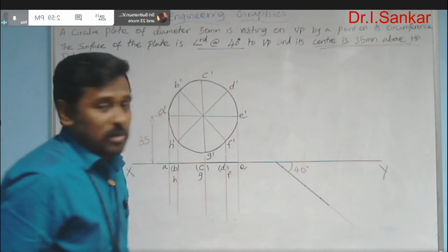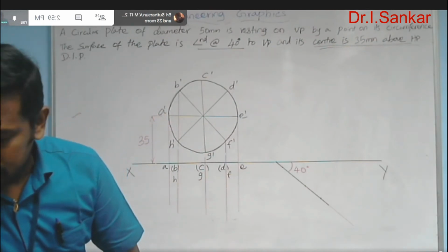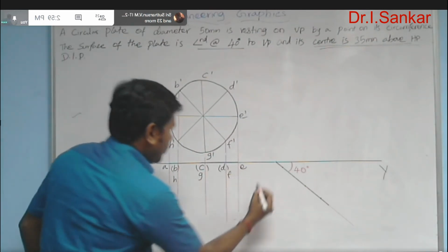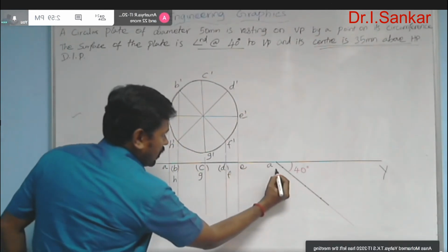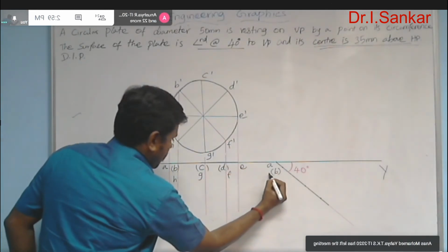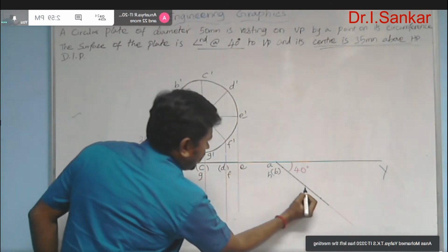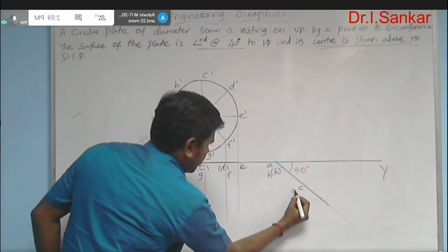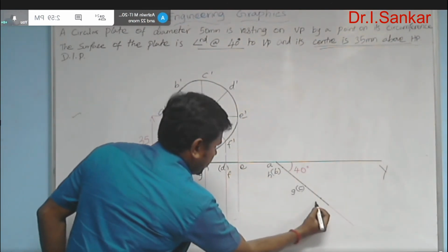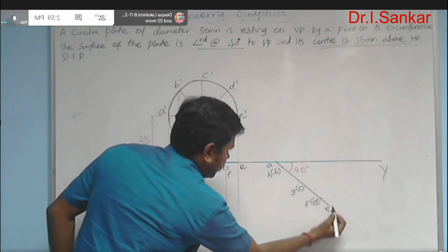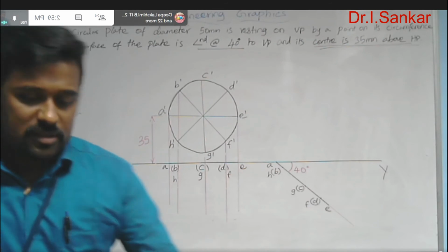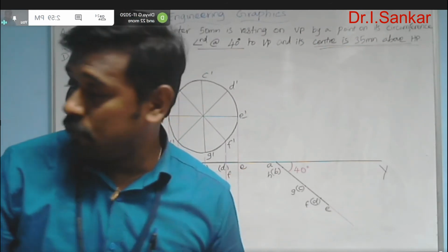And mark the points. You can name the points starting from A. Just resemble this one. So here B and H, and here C and G, and there D and F, and finally E. Immediately draw the projectors from the top view to the front view area.